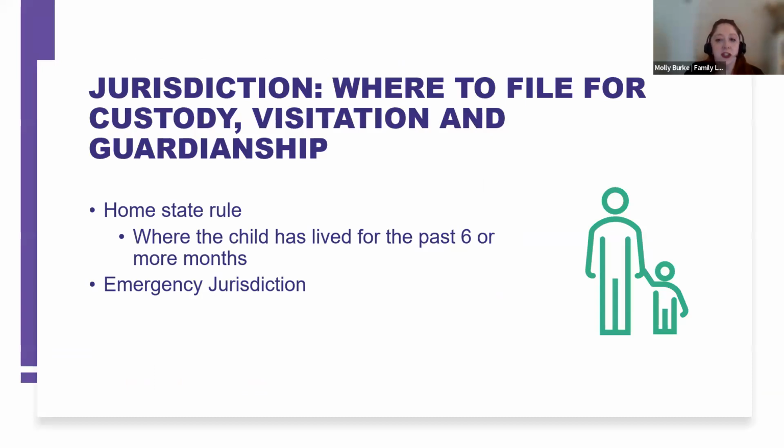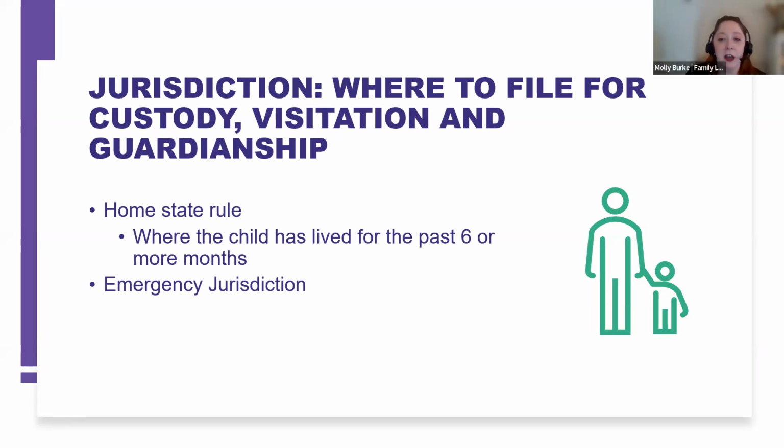For custody and visitation cases, the courts will generally follow what's known as the home state rule. This means that you will file in the state where the child has lived for the past 6 or more months. Now, if the child hasn't lived in the state for the past 6 months, or if you have a newborn, you could file where they have lived previously for the most amount of time or most recently. And the reason for the home state rule is so that the court has relevant information regarding the child, such as their school, any additional caretakers that they may have, medical information, and any other relevant information to what is going on in this child's life.